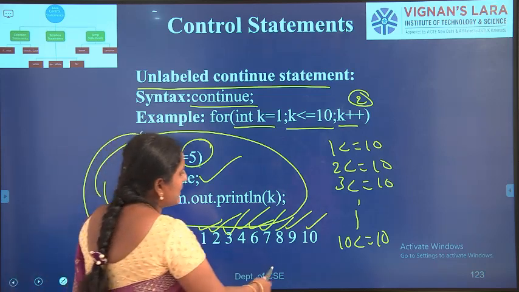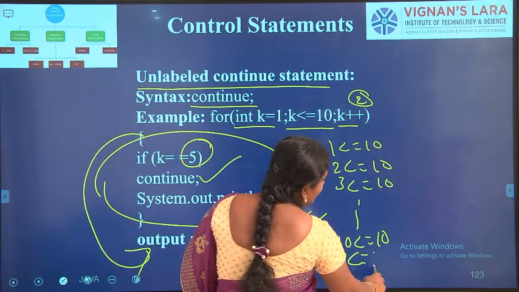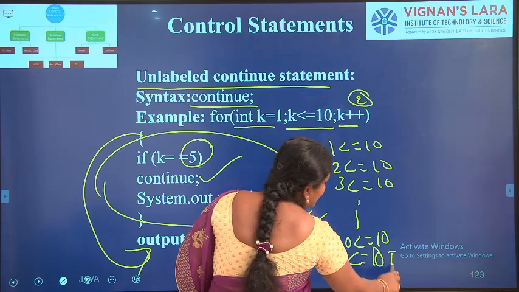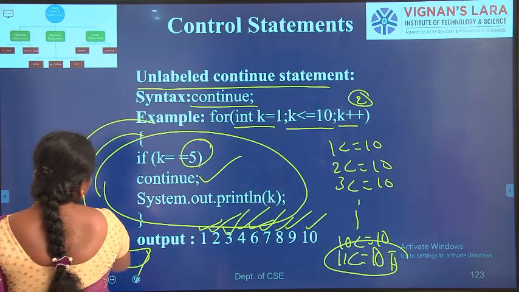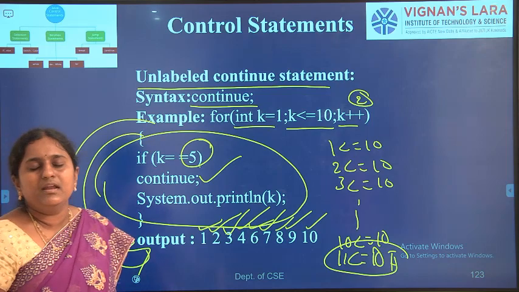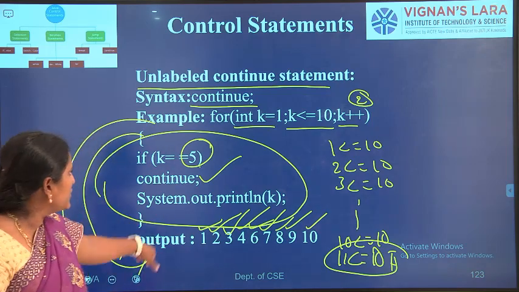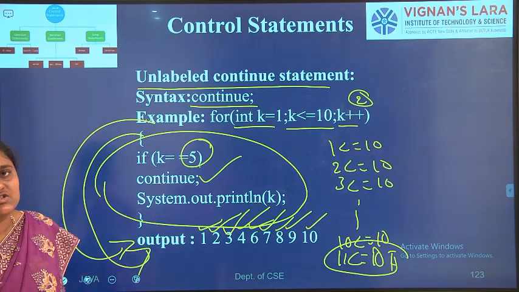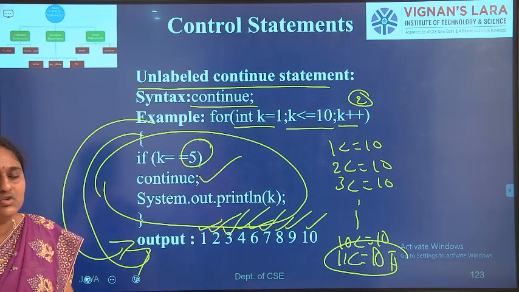Next, for example, I can check 11 less than or equal to 10. Is it true or false? False. Then control immediately passes to the next statement. Whatever statements are available after the for loop, those statements will be executed. So this is the continue statement.